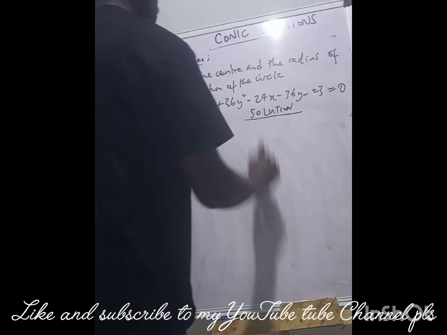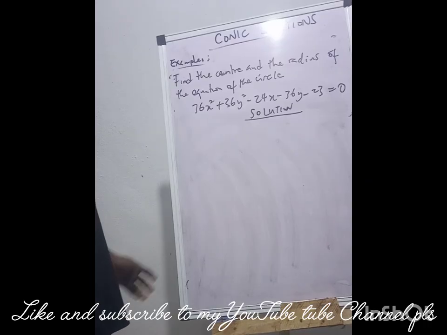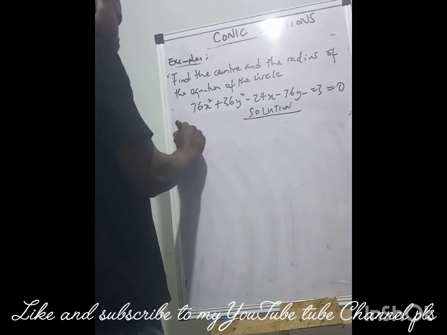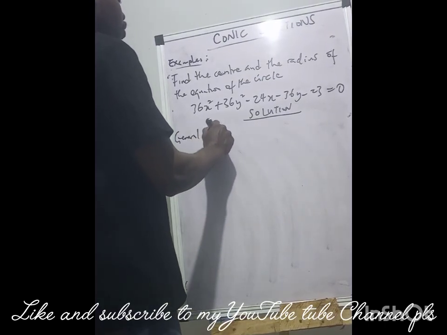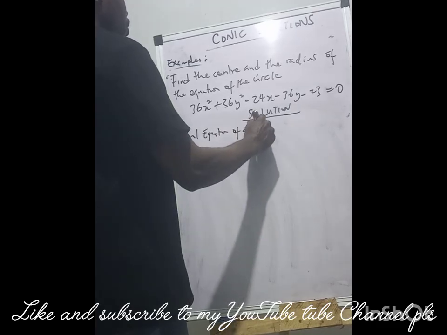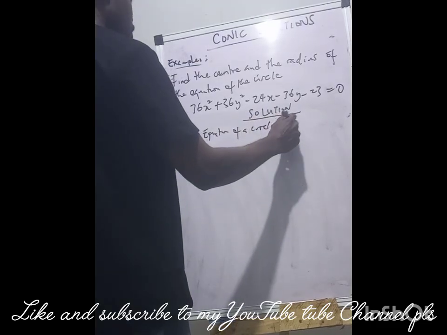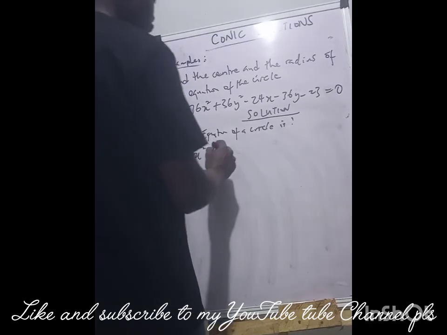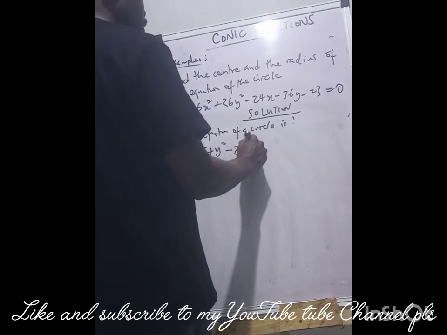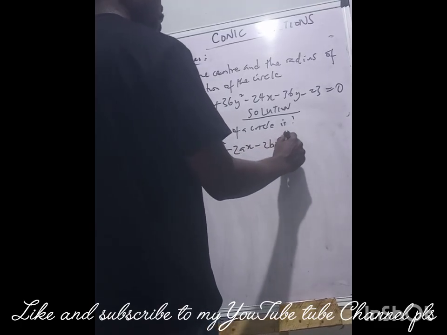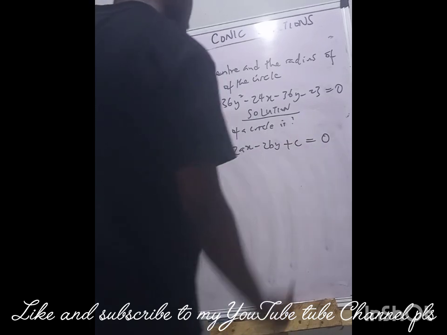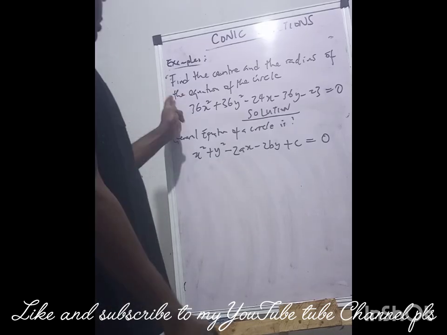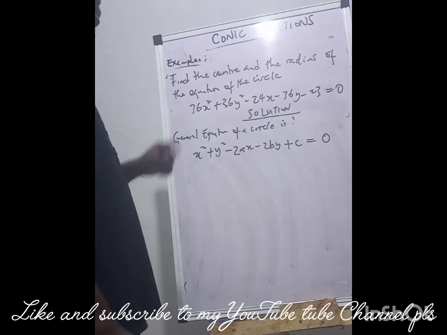to solve it. Equation. Now, what was our general equation? The general equation of the circle is what? We have x squared plus y squared minus 2ax minus 2by plus c is equal to 0. Is that not so? So we have to make this look like this. That's the first thing first.